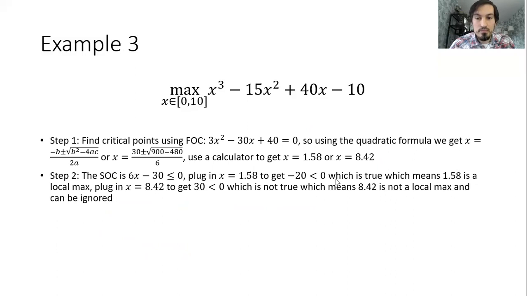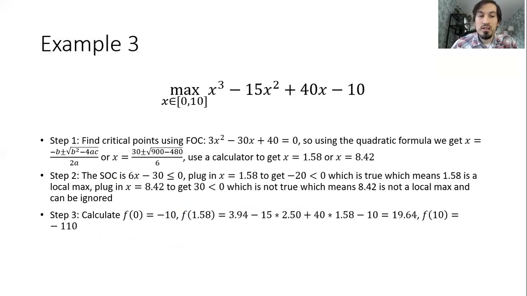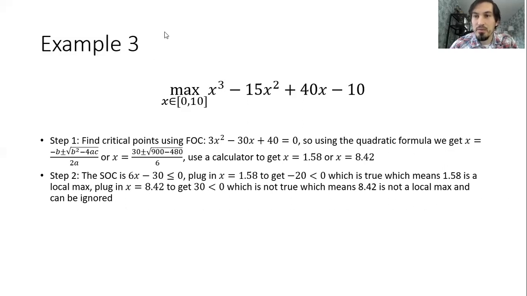Okay. 8.42 is not a local max, so it can be ignored, but 1.58 is a local max. We don't know if it's the solution. We just know so far that it's a local max. Okay, let's look at step 3. Step 3, maybe I should have annotated again. You guys like when I annotate?